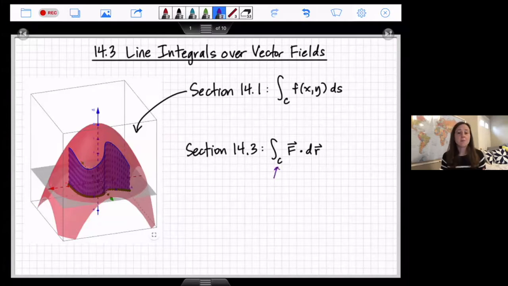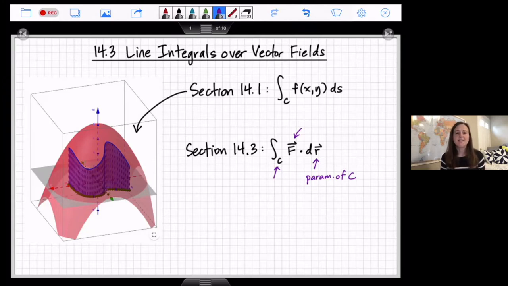And we're still going to parameterize those curves with a vector valued function r of t. So that's what this r is referring to. This is going to be the parameterization of that curve C. And now we have this vector field F. All right. And these line integrals over vector fields are going to have lots of applications.